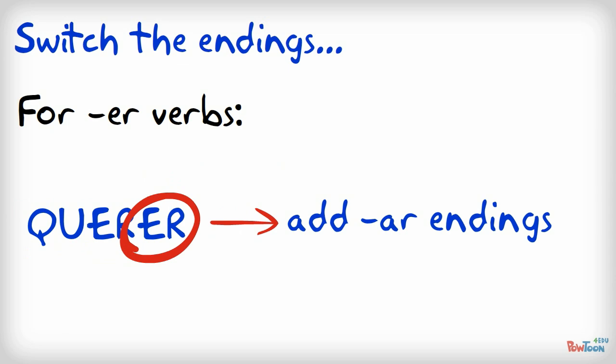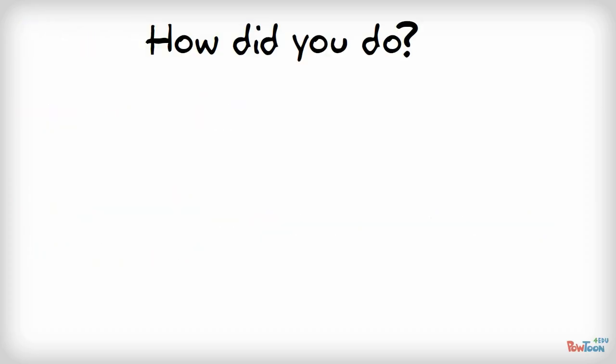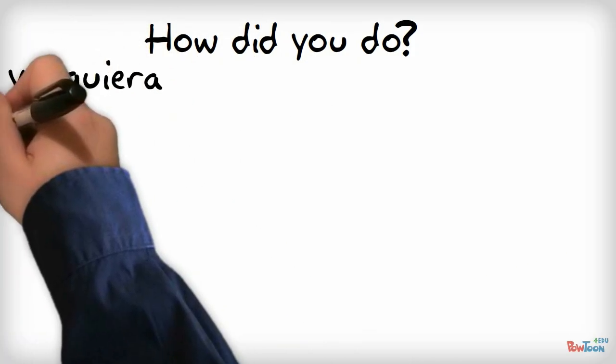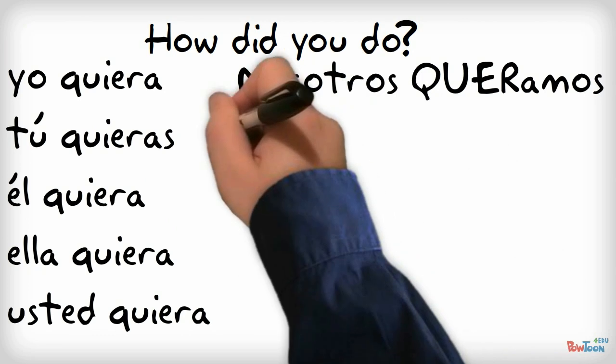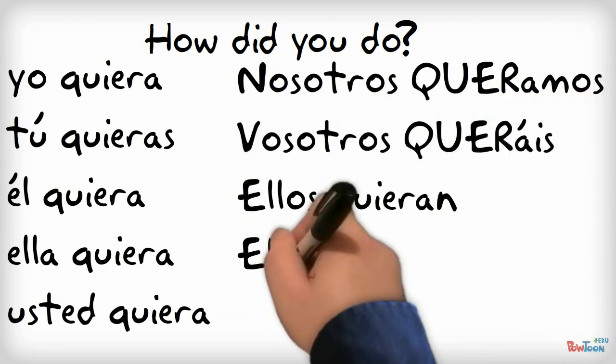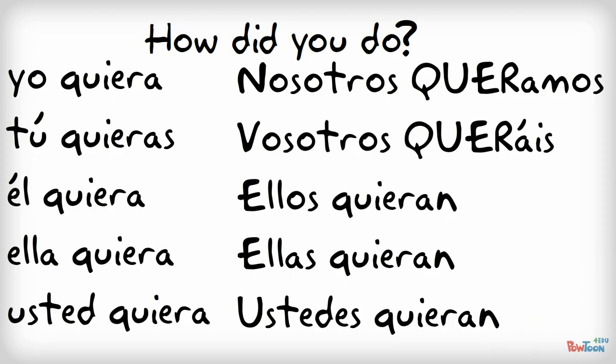Remember, querer is a stem changing verb. So those rules that you learned in the present tense apply here as well. See if you can get your verb chart correct. Pause the video to make sure you have plenty of time. Does your verb chart look like this? Yo quiera, tú quieras, él, ella, usted quiera, nosotros queremos, vosotros queréis, and ellos, ellas, y ustedes quieran.